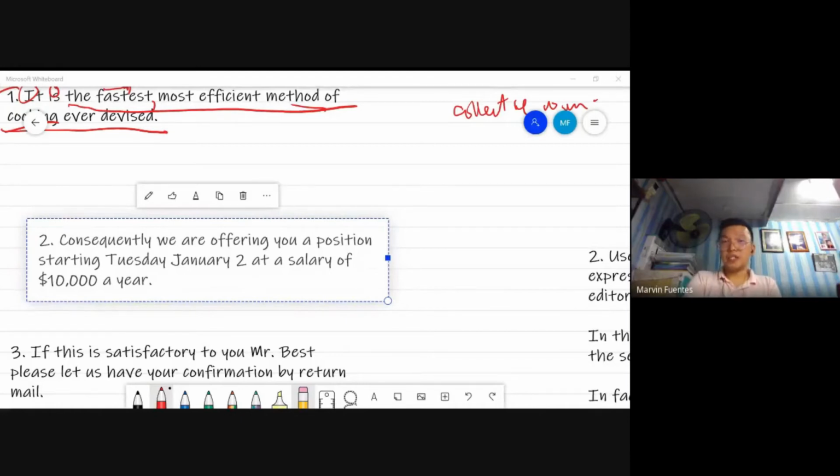Parenthetical expression. Again, memorize. Ayan lang ang key dyan. Memorize all the parenthetical expressions. You could be able to identify it. Madi-differentiate mo siya sa introductory and subordinating conjunctions. Okay? Is that clear? So, proceed tayo sa here.